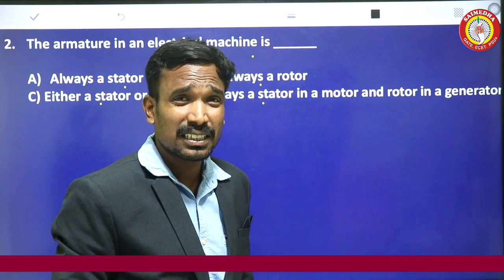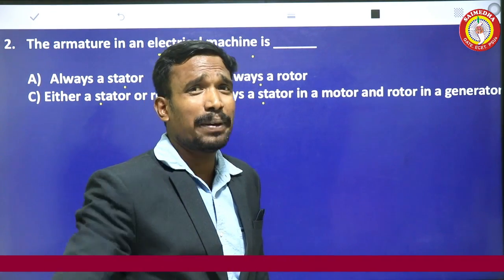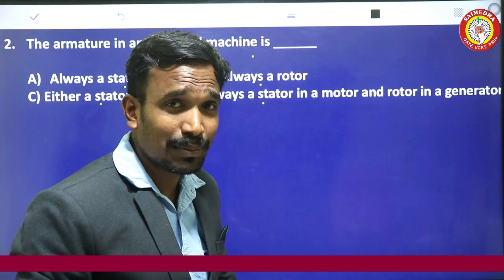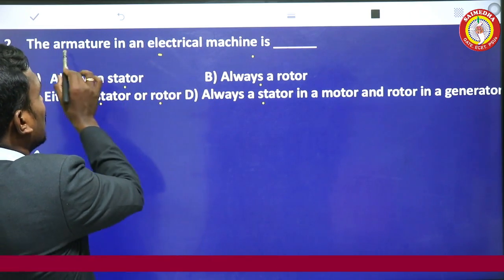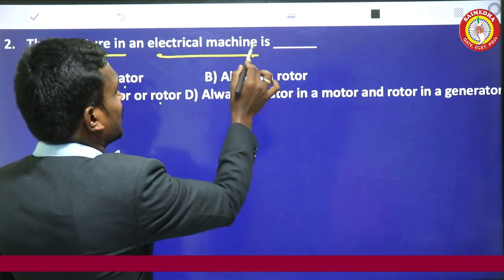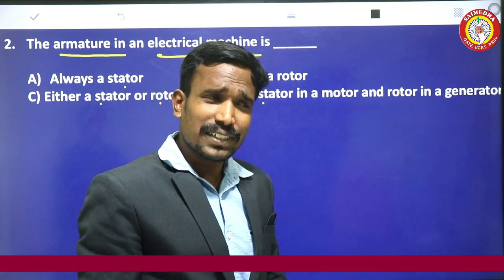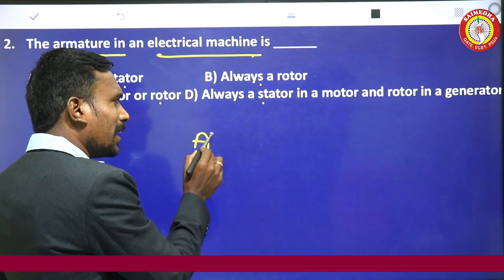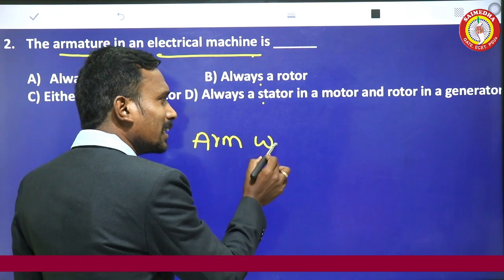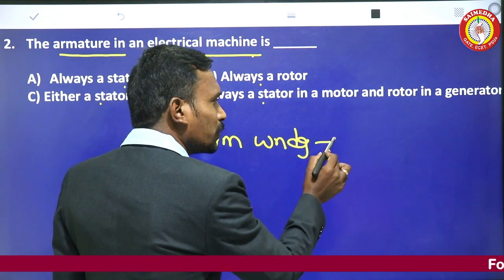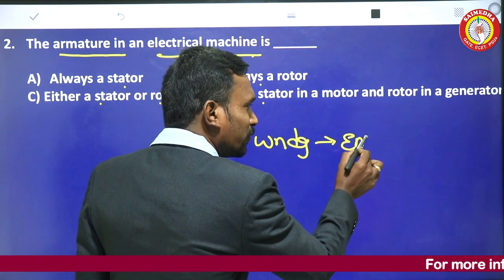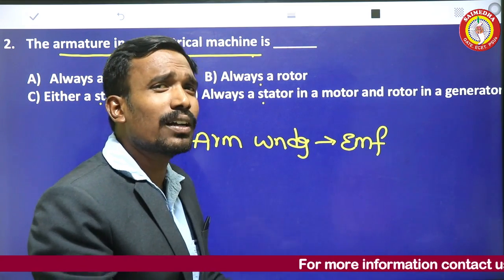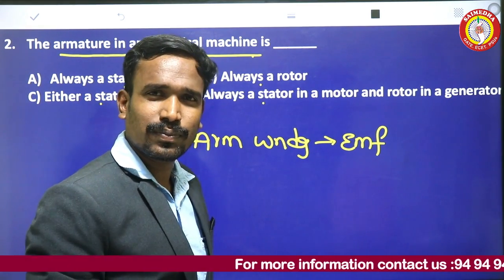Which answer is correct? Give me your answer first in the comments. I am waiting for your answer. So what is the question? The armature in an electrical machine. First of all, what is armature? Armature winding is the winding which produces the EMF.